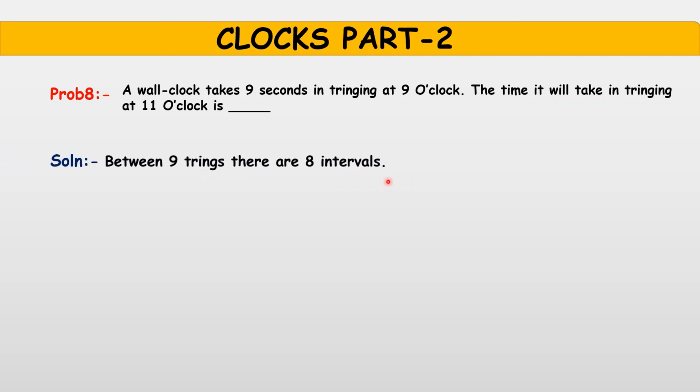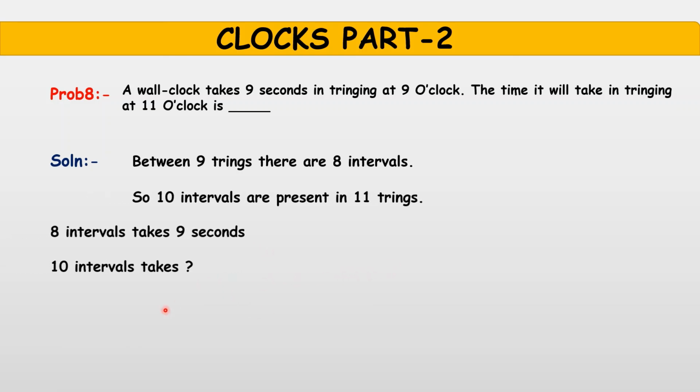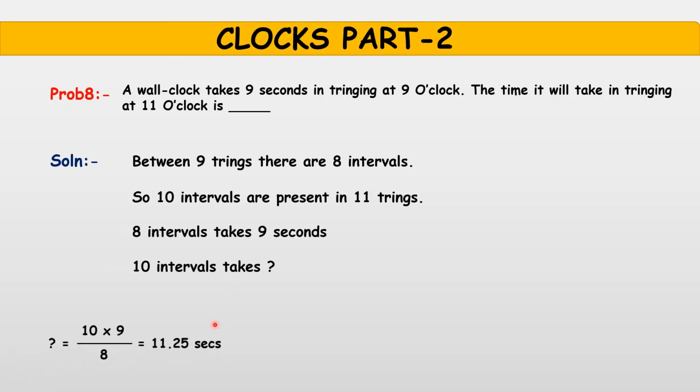Let us take from 12 to 9, that makes 9 o'clock. Between that there are 8 intervals. So to ring 8 intervals it takes 9 seconds. They are asking for 11 o'clock, and at 11 o'clock there are 10 intervals. So for 10 intervals how much time does it take? Do cross multiplication: 10 into 9 by 8, which equals 11.25 seconds.